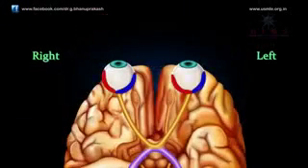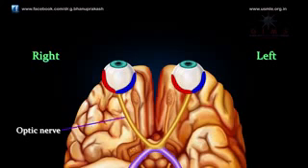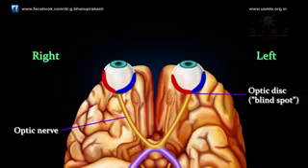Now let's examine the pathways from the retina into the brain. This diagram shows a view of the base of the brain as seen from below. Note that in this view, the position of the two eyes is reversed. The axons of retinal ganglion cells exit the retina via the optic nerve. The optic nerve exits the eye in a region called the optic disc.